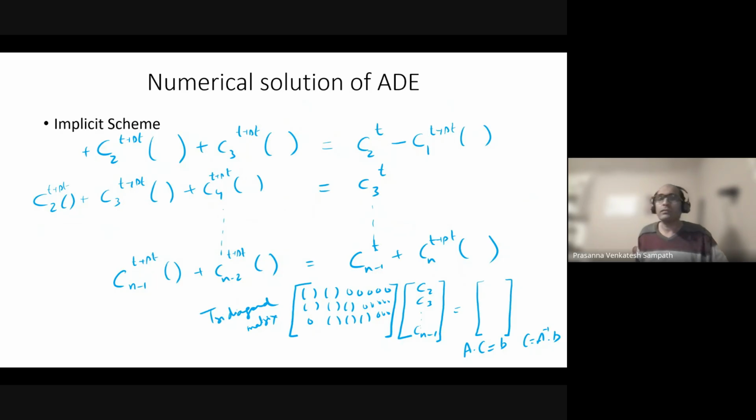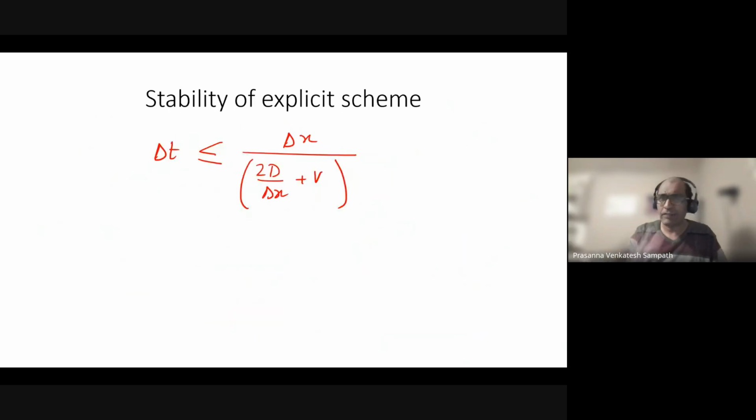So that's the comparison between the explicit scheme and the implicit scheme for the numerical solution of the advection dispersion equation. The condition for stability I've just written over here. For the explicit scheme, it is stable only if the time step delta t is less than or equal to delta x divided by 2D divided by delta x plus v. Again, this should be vx. I'm sorry, I've used vx everywhere, so this should be vx, the velocity in the x direction.